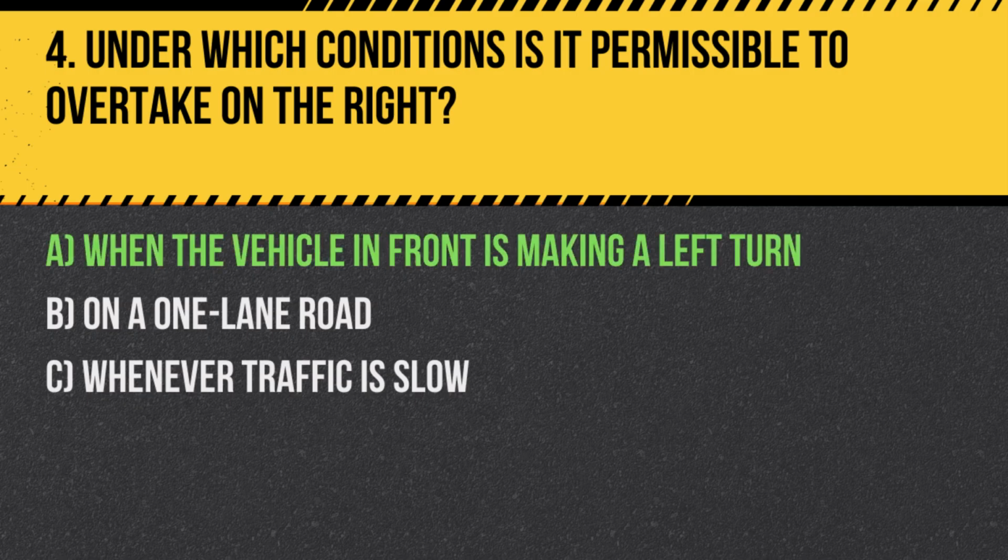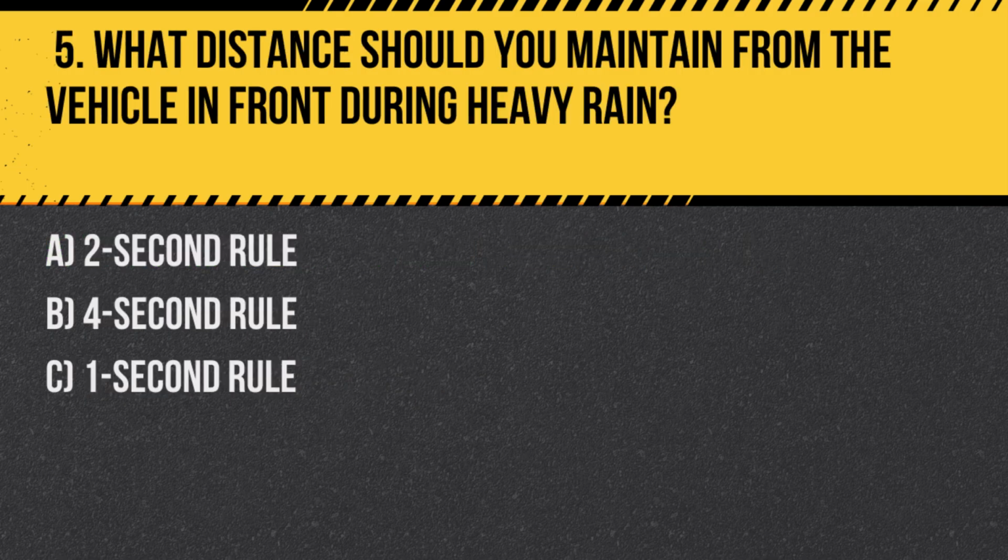Answer. A. When the vehicle in front is making a left turn. It is permissible to overtake on the right if the vehicle ahead of you is turning left and there is room to pass safely.